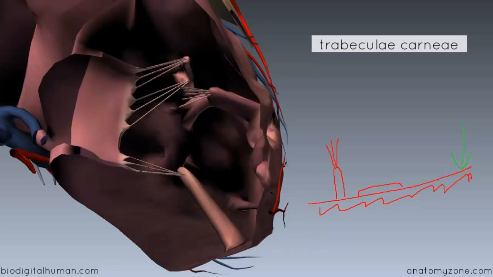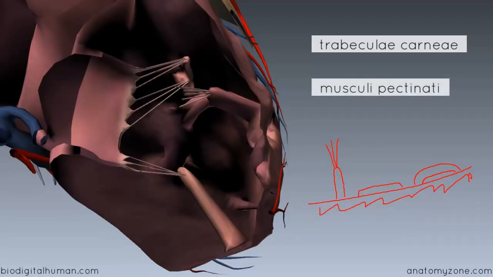So you've got three types. You've got the papillary muscles, which are free at one end. You've got this type of muscular column, which is fixed along its entire length, and then you've got some which form kind of like bridges. So they're fixed at both ends, but they're free in the middle. Like you've got the musculi pectinati in the right atrium, you've got the trabeculae carneae in the right ventricle.